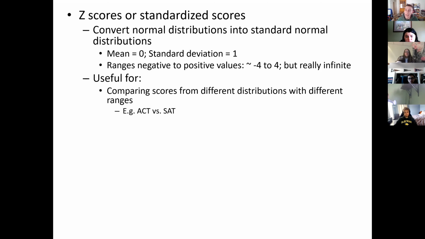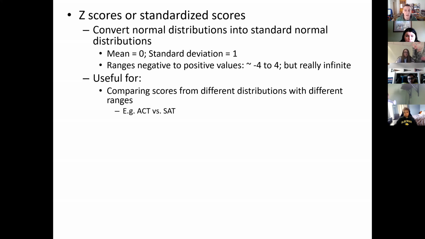Well, if you want to make apples to apples comparisons between two different scores that have different ranges, for example, the ACT and the SAT, they have different ranges. The ACT goes up to 28 or 30, I think, and then the SAT goes up to 1,000 or something like that. The scores are going to be very different by definition because they're on a different scale. You can't make a direct apples to apples comparison just comparing the raw scores. They're not directly comparable because they're in different scales.